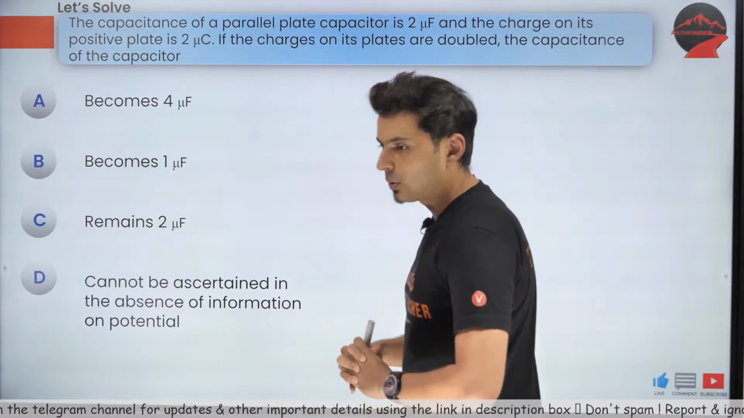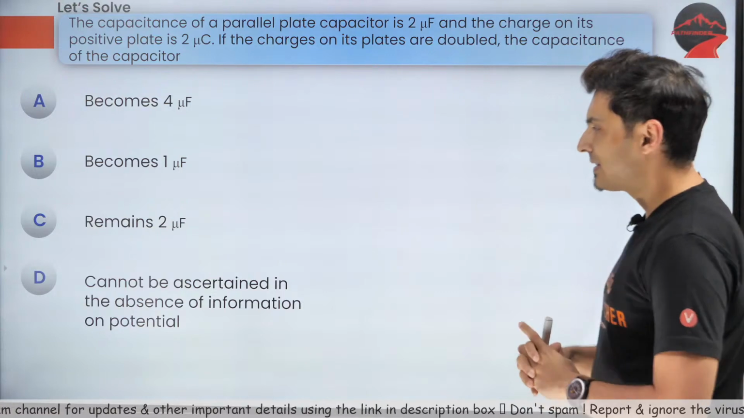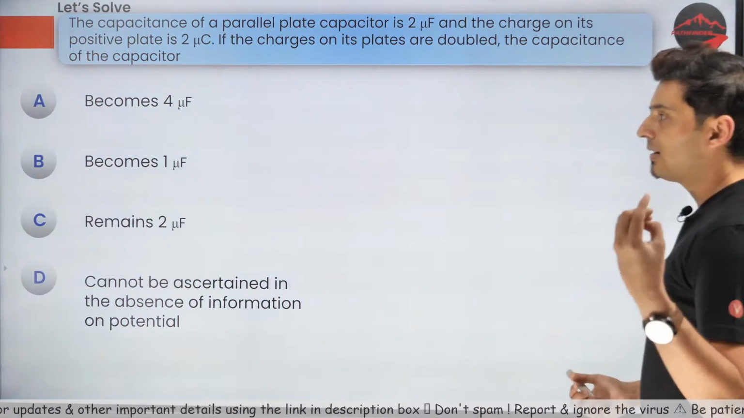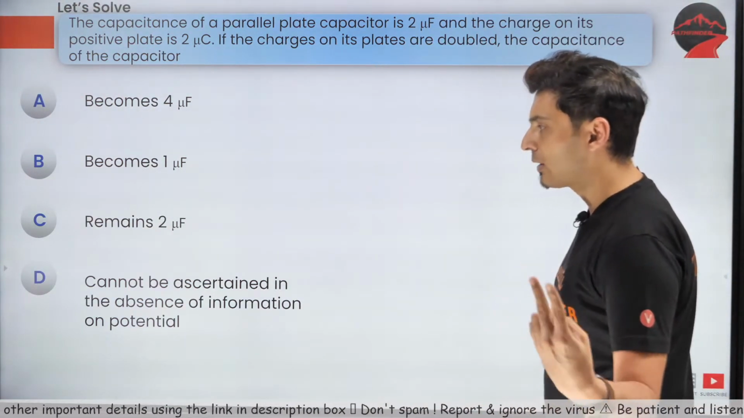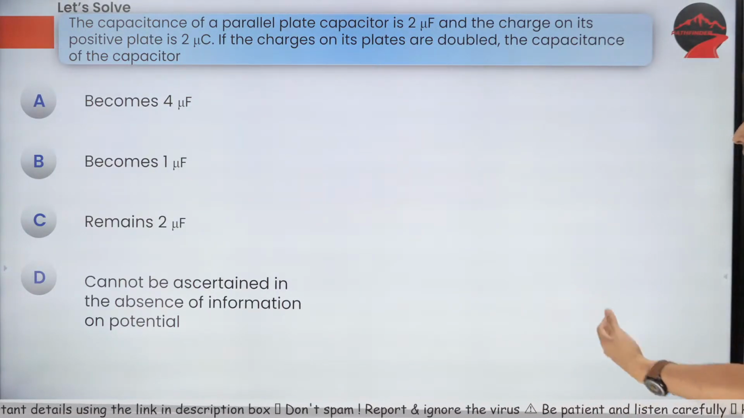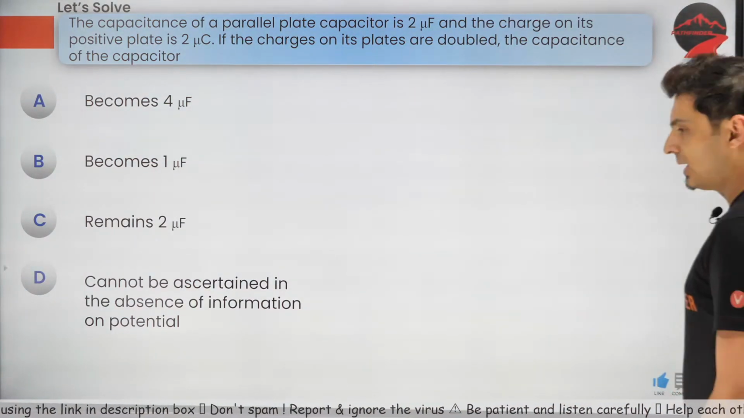Yep, come on, think about it. Hariharan saying C. What do you guys say? Will it become 4 microfarad? Will it become 1 microfarad? Will it become 2 microfarad? Or cannot be ascertained in the absence of information of the potential?